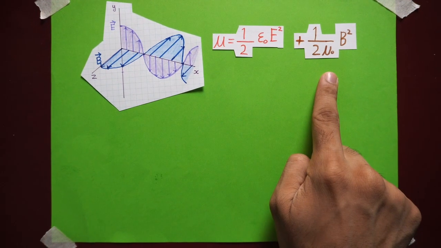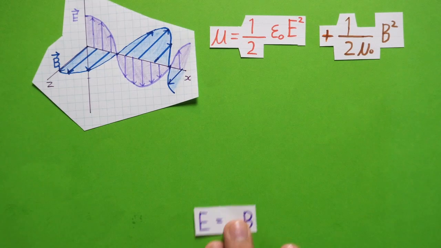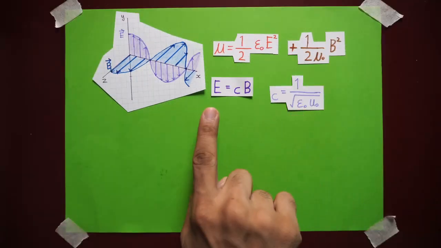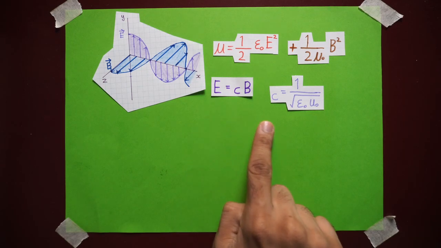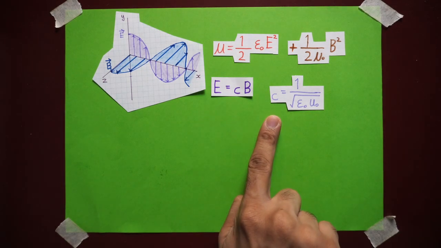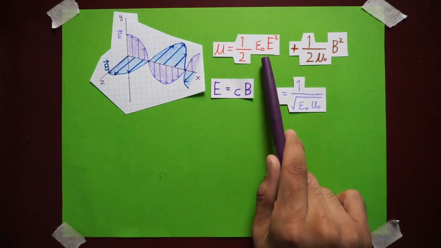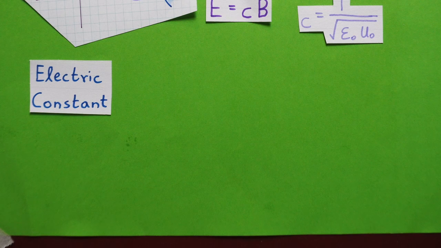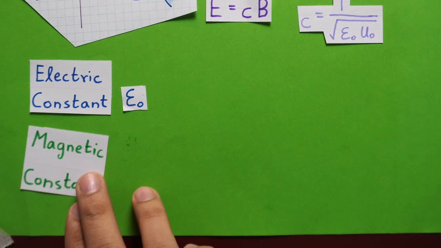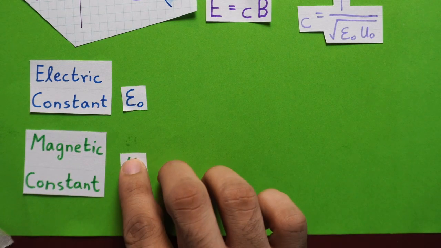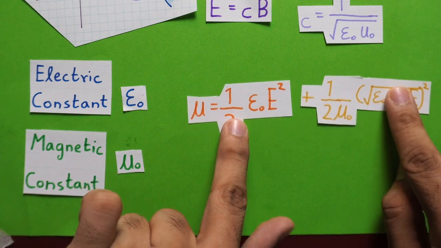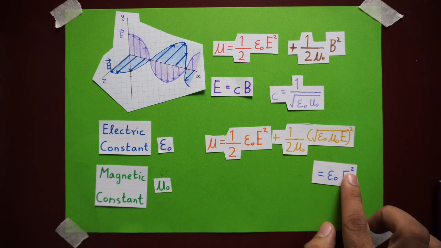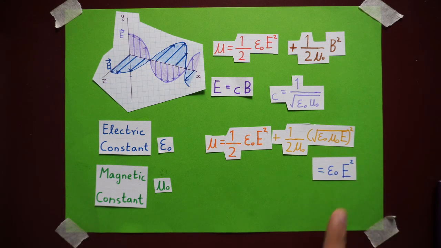To further simplify this equation, we're going to use this relation, and we're going to use this relation. This relates electric field and magnetic field, and this is a relation for the speed of electromagnetic waves. The epsilon 0 and mu 0 are nothing but the electric constant and the magnetic constant. The equation for energy density further gets simplified into this equation, which is equal to epsilon naught E squared.